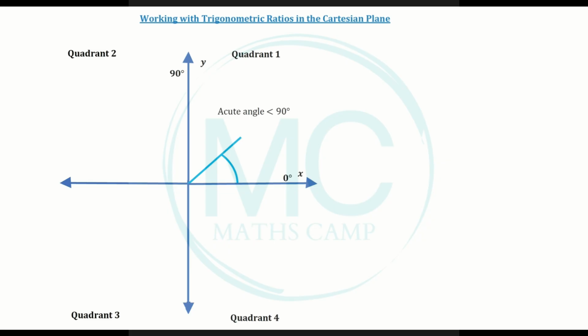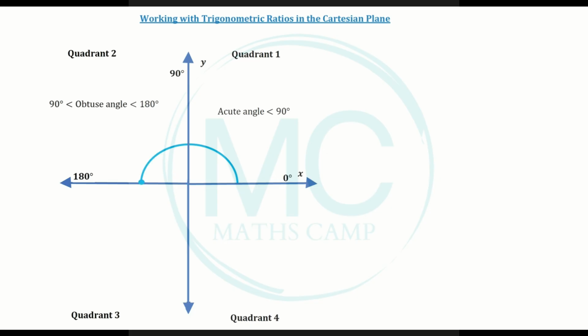If we keep drawing our angle from the first quadrant to the end of the second quadrant, we now have 180 degrees. If the terminal arm lies in the second quadrant, we are working with an obtuse angle, because an obtuse angle is greater than 90 degrees, but smaller than 180.